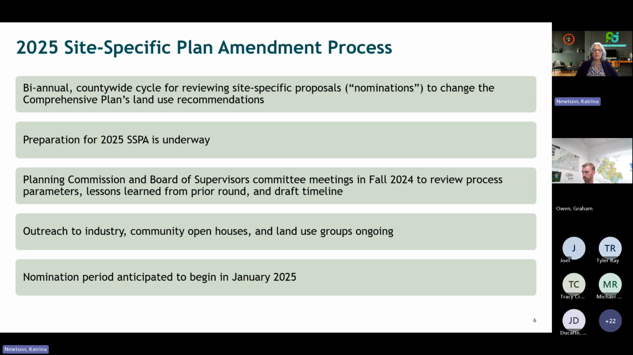And we're beginning the next round of SSPA mid-January 2025. We've actually established January 13th as the date, with the target action on the next work program in May. We right now still have some of the nominations as plan amendments from the last round, but the majority of those active 2022 cycle amendments would be able to conclude before the next work program is adopted.